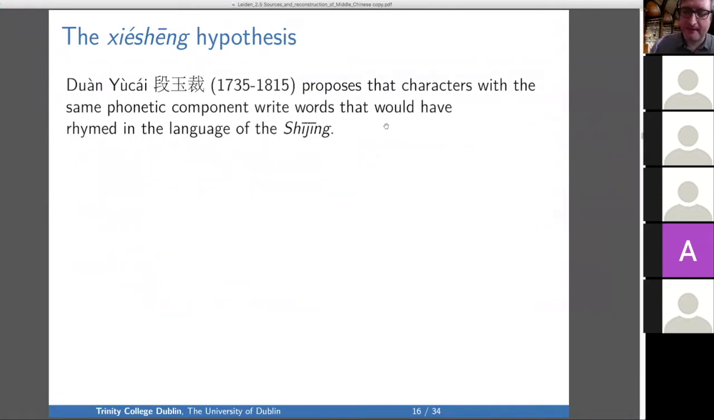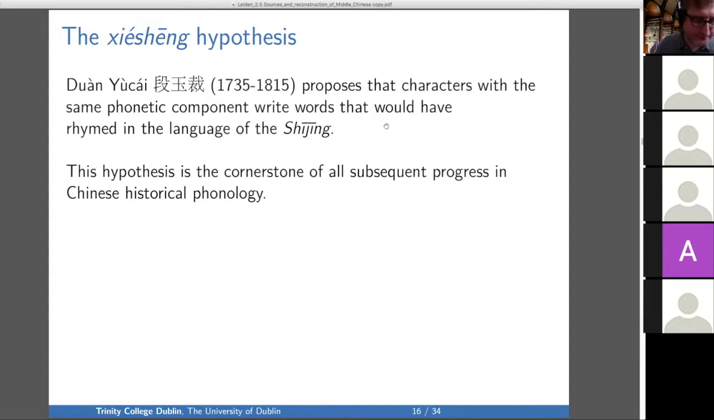And he proposed that characters with the same phonetic determiner are used to write words that would have rhymed in the language of the Shijing. And as I said, this is the cornerstone of all progress in Chinese historical phonology. I will talk about it a little bit more so that you have a good sense of what it means for Duan Yucai and for us. Let's just think about the pieces of the claim. Characters with the same phonetic component write words that would have rhymed in the Shijing.